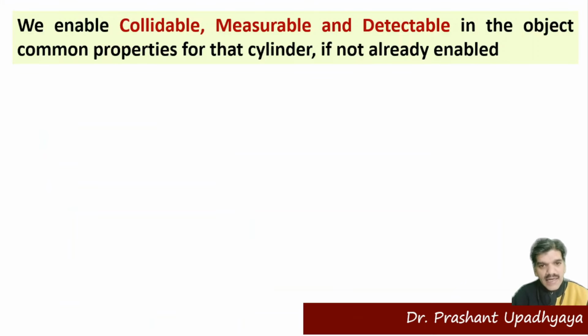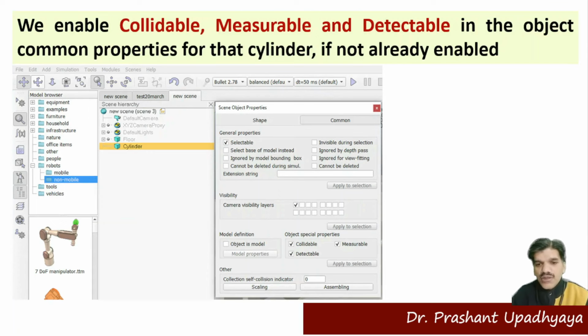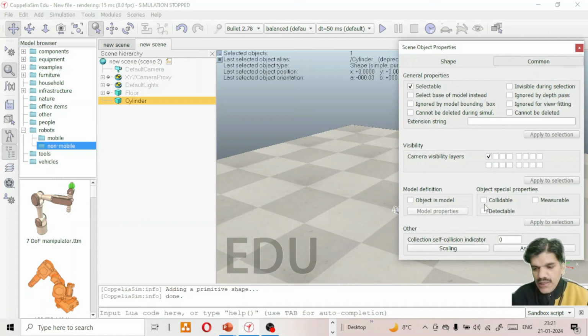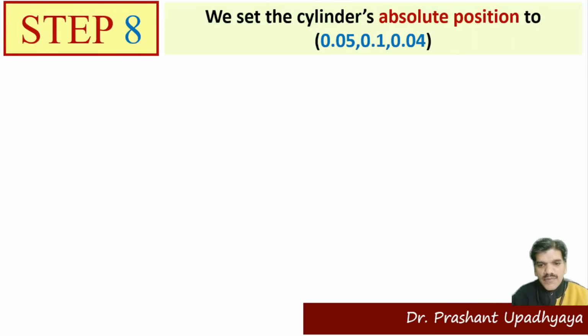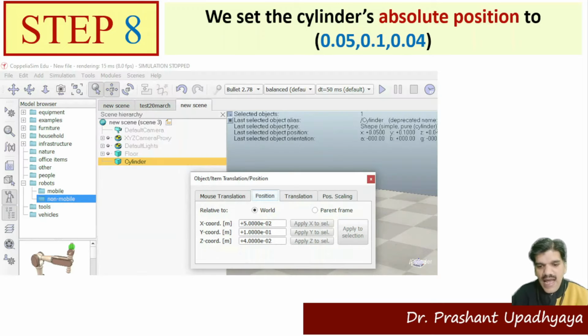Now you have to make the properties of this cylinder collidable, measurable and detectable. Common properties. Okay, so it has not been done, so I have to make it collidable, detectable and measurable. Now the next step is to set the position of that cylinder at 0.05, 0.1 and 0.04, because we want to attach this to our Bubblerob body. So we go to the position tab, and then we enter these values 0.05, 0.1 and 0.04.